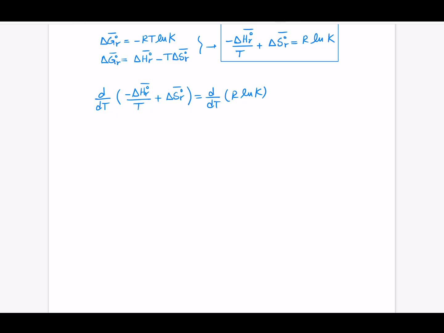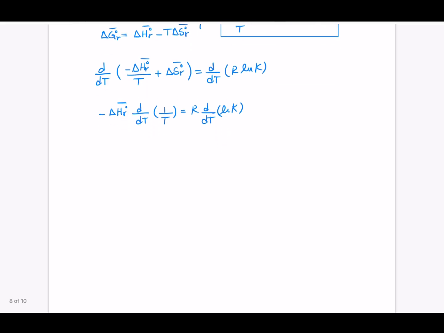So here we also know delta H R is also not a function of temperature. So this can come out, d over dT of 1 over T. And on this side we have R, which is not temperature dependent, times ln K, which is temperature dependent. With a little bit of rearrangement, minus delta H R divided by R, d over dT of 1 over T, equals d over dT of ln K.